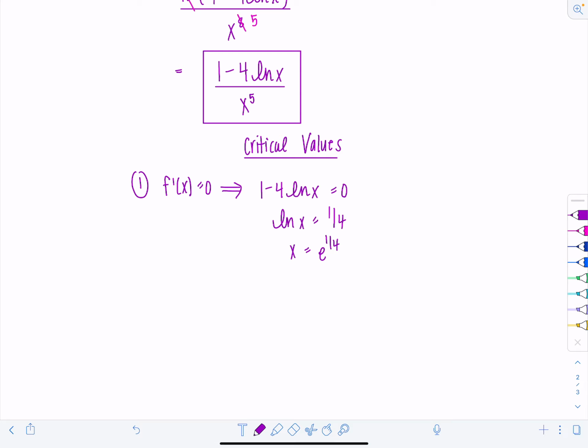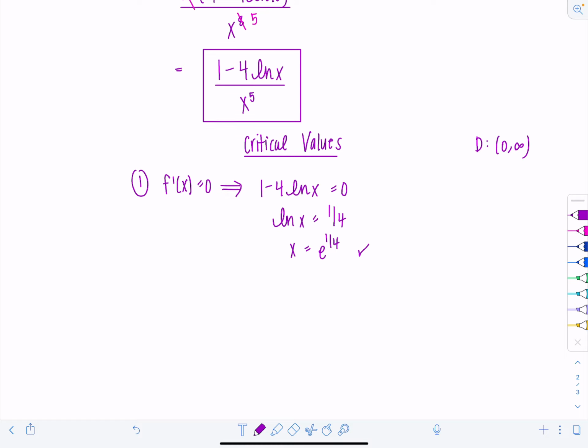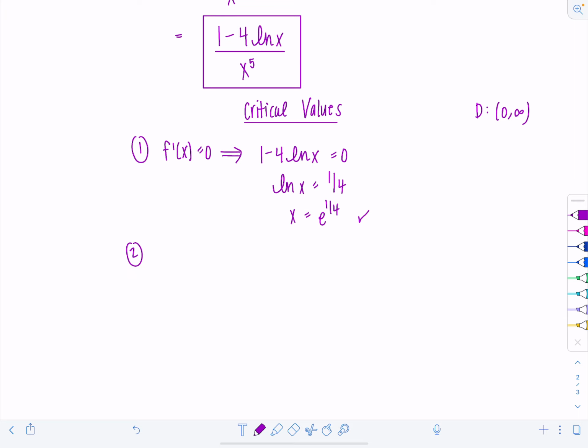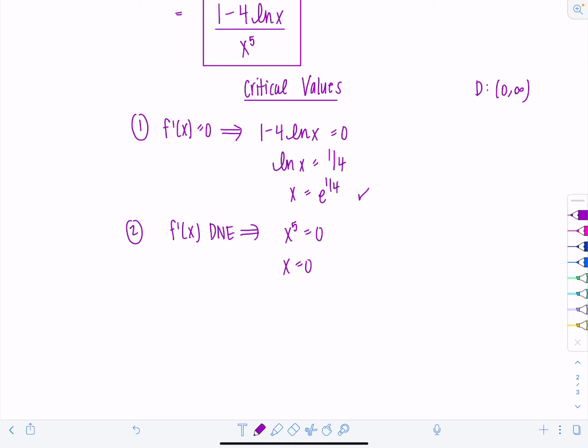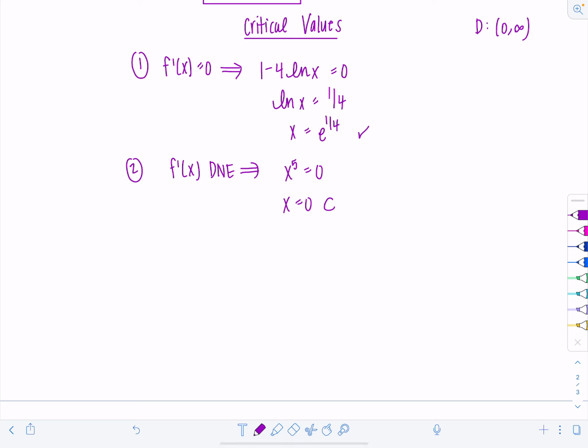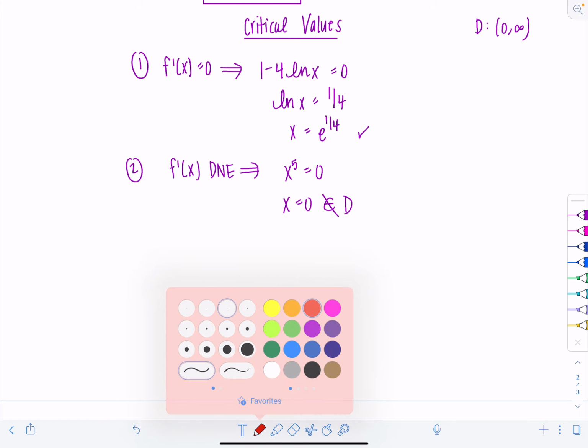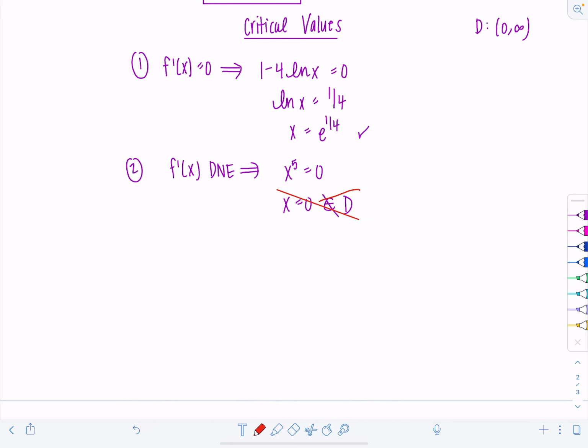All right, is that within my domain? Remember, the domain was from 0 to infinity. E to the 1/4 is not negative, so that's fine. And then the second place where we get critical values from is where f prime of x does not exist. So that would mean the denominator equals 0, which would mean x is equal to 0. But remember, that's not included in my domain. So you could write that it is not an element of the domain. So it's not going to be a critical value. Don't report it. So sorry.